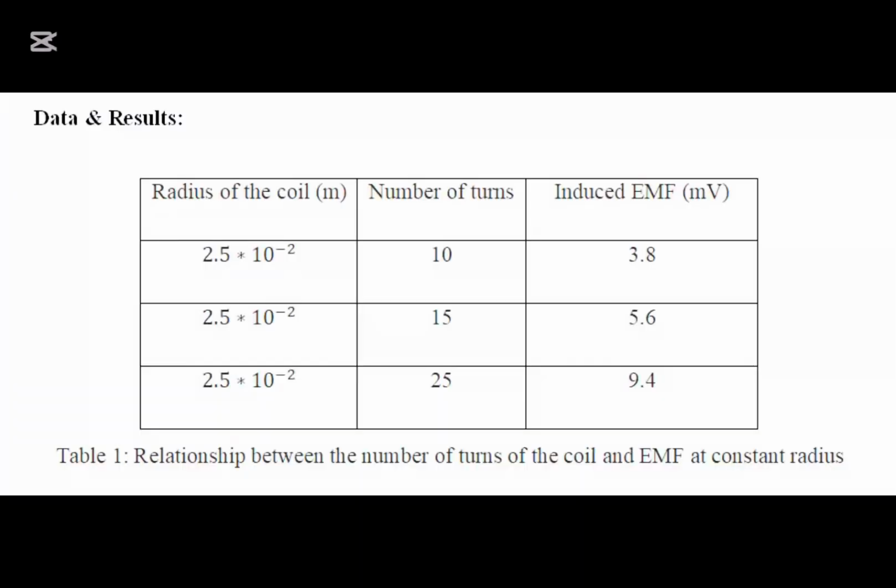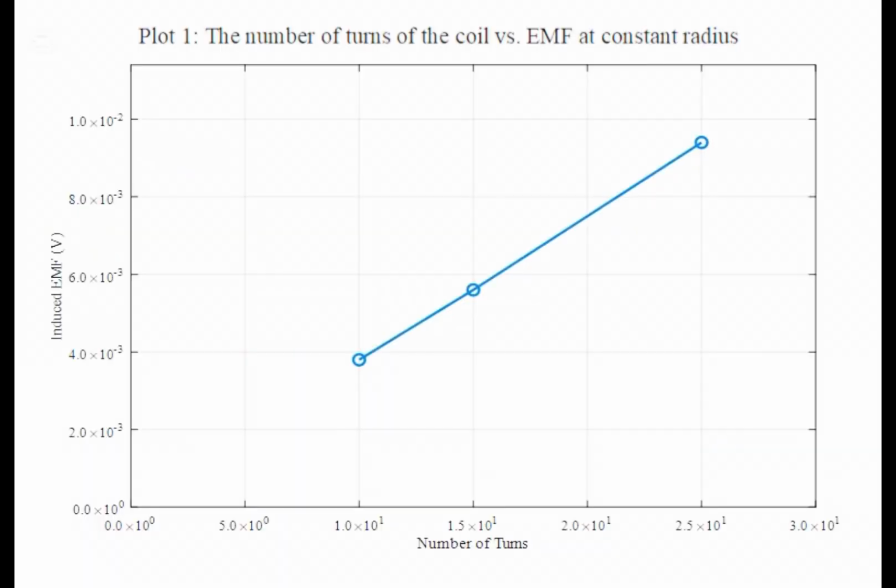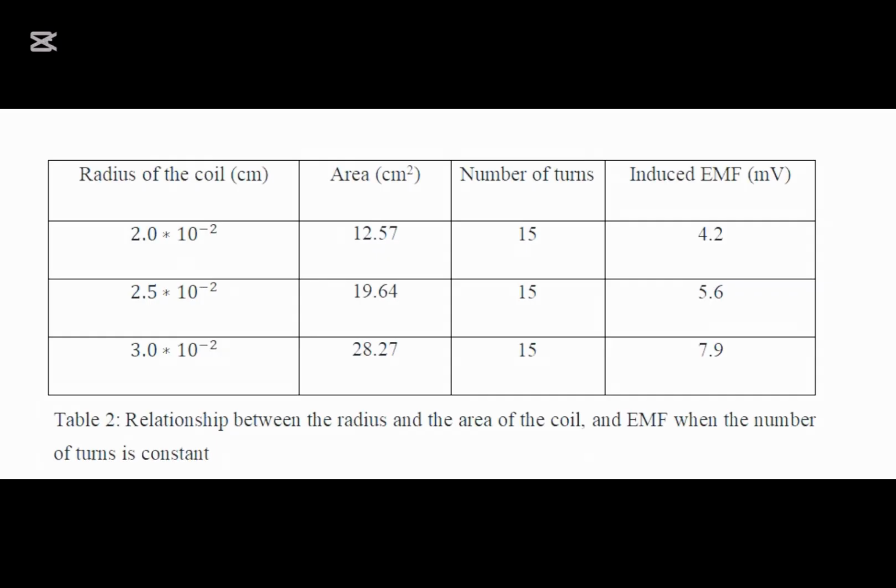Here I recorded the results of experiment 1 to table 1. According to these results, I plotted the electromotive force and number of turns graph and observed that it was increasing linearly in accordance with the theory. Then I recorded the results of experiment 2 into table 2.